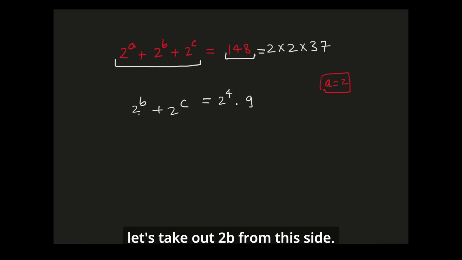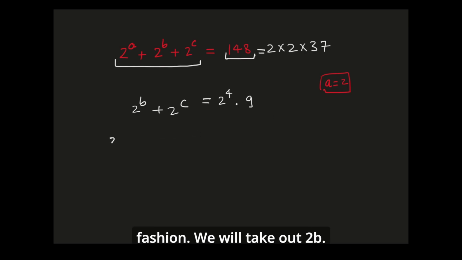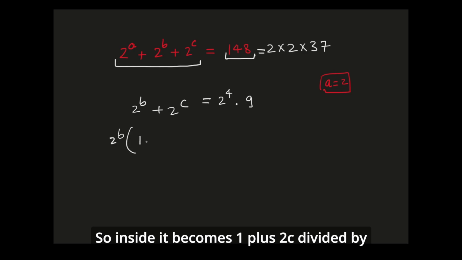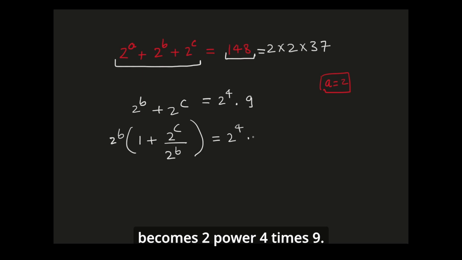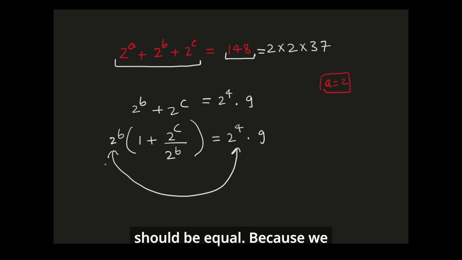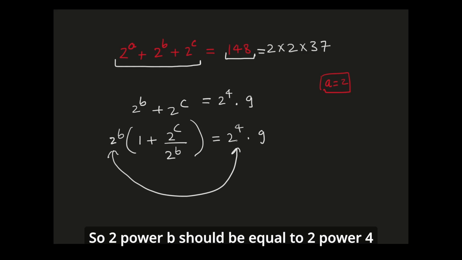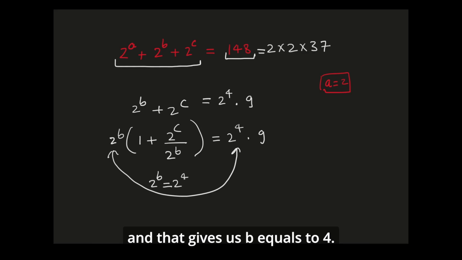Now let's take out 2 power b from this side, as we have done earlier in a very similar fashion. Inside it becomes 1 plus 2 power c divided by 2 power b, and this side becomes 2 power 4 times 9. As we have done earlier, this and this should be equal, because we cannot equate 2 power b to 9. So 2 power b should be equal to 2 power 4, and that gives us b equals 4.